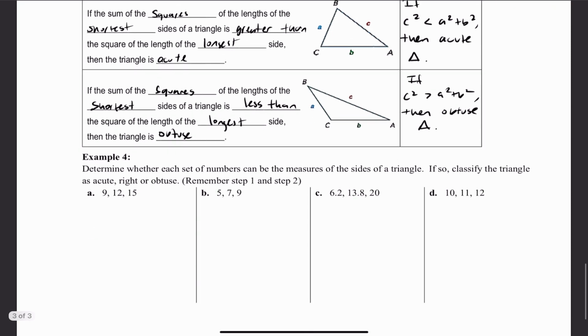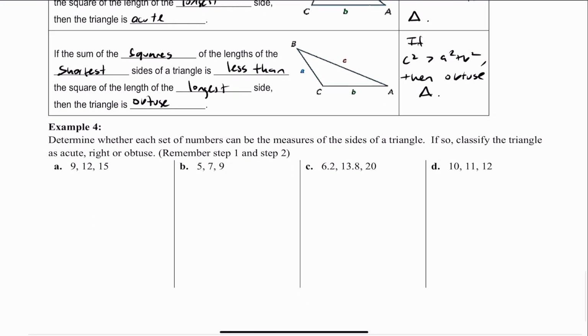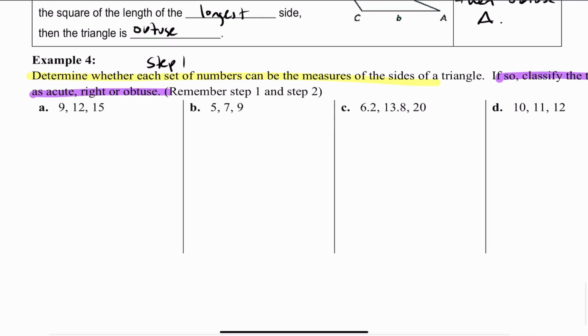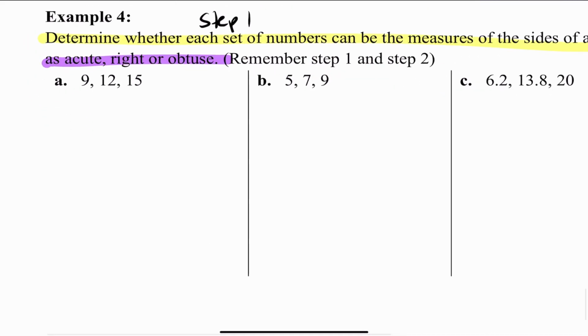So let's look at some examples here. Determine whether each set of numbers can be the measures of the sides of a triangle. So this is step one. Now, if step one is successful, then you get into step two. So let's do step one for A. We've got to figure out whether or not these measures form a triangle. I have 9, 12, 15.